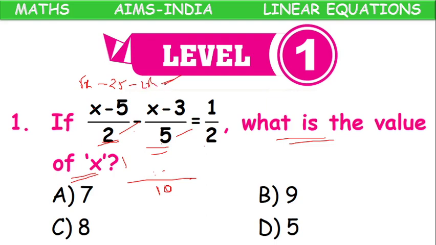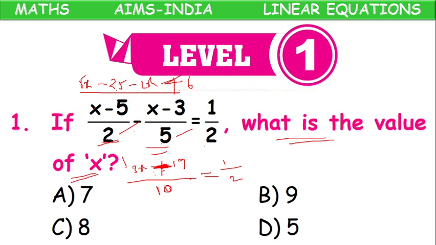Because of the minus, the middle symbol will change. It will become plus. 5 twos are 10. 2 into 3, 6. This will be the numerator and 10 will be the denominator. So 5x minus 2x will become 3x, minus 25 plus 6. It will become plus 19. Sorry, minus 19, because minus 25 is bigger. Minus 19 equals, on the right hand side, 1 by 2.